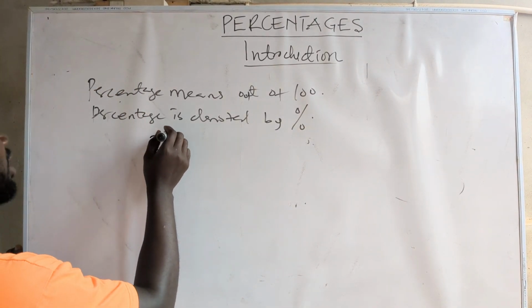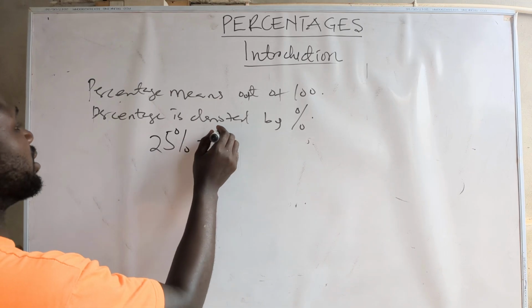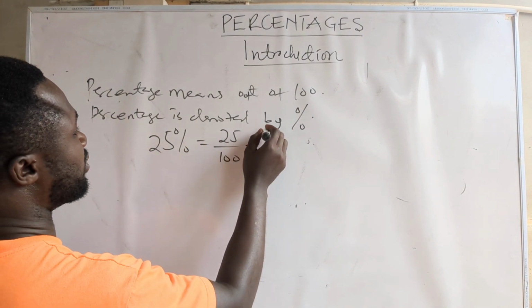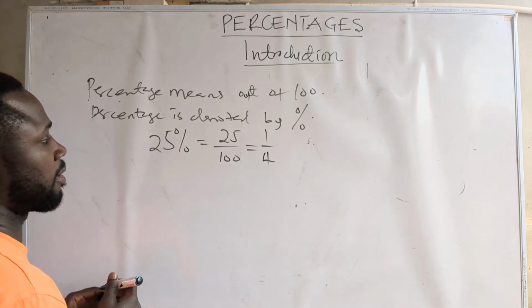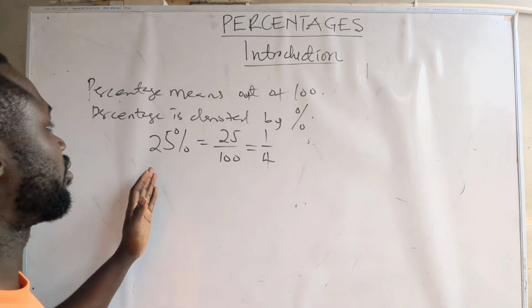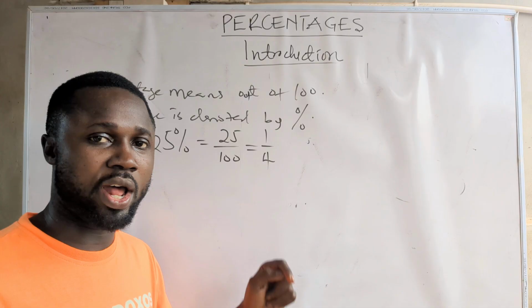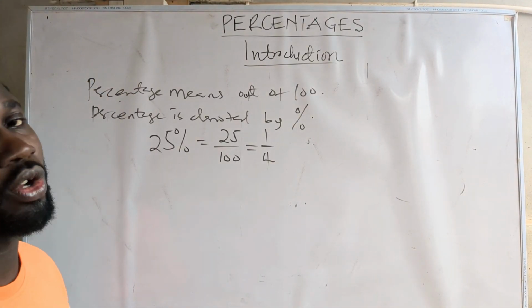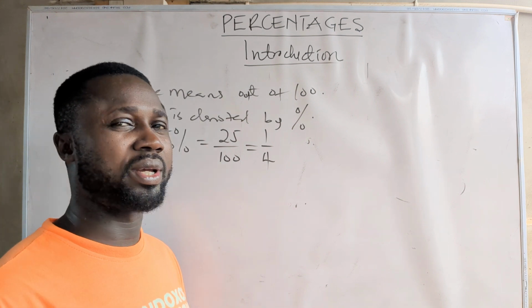So let's say when I write 25%, it means 25 out of 100. To simplify, you can say 1 out of 4. Okay, 25 out of 100, 25% is 25 by 100, which is 1 over 4. Okay, and sometimes you have a fraction or decimal you want to express as percentage.